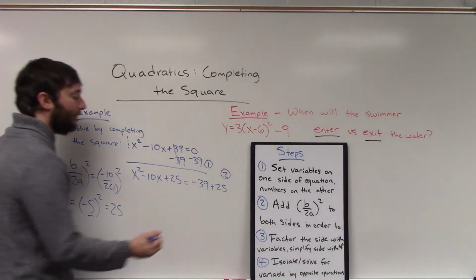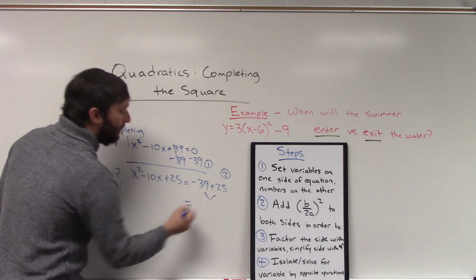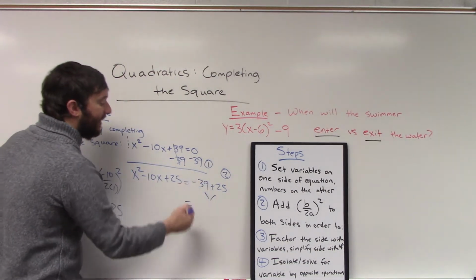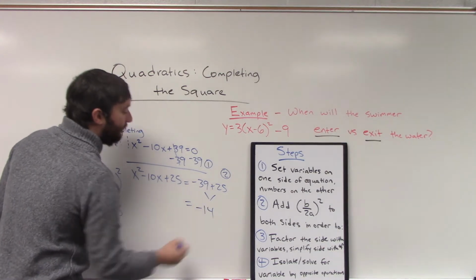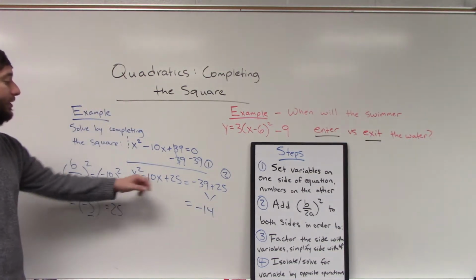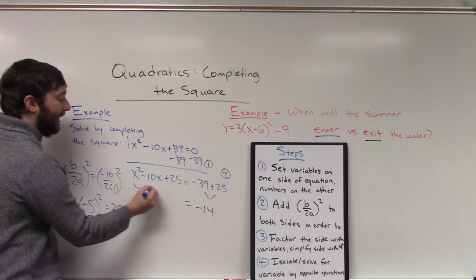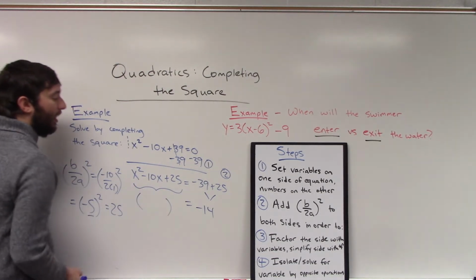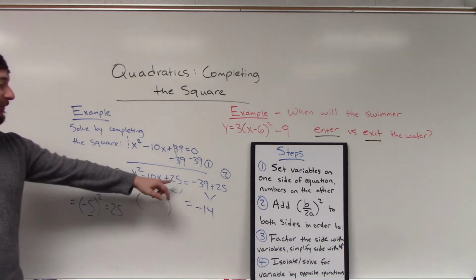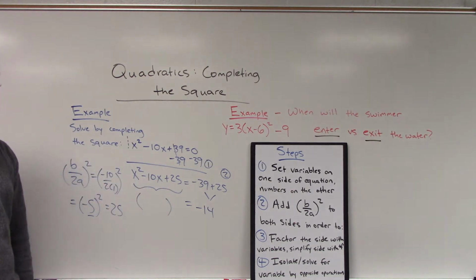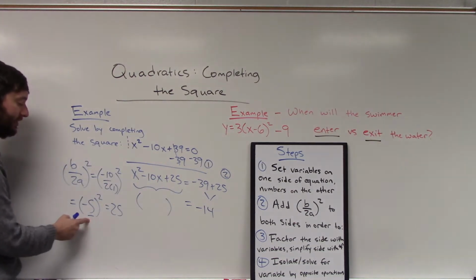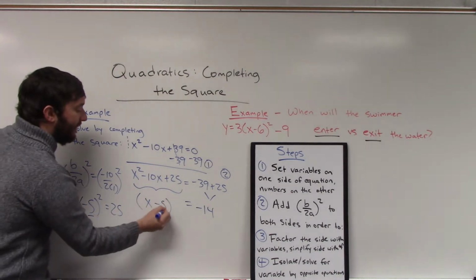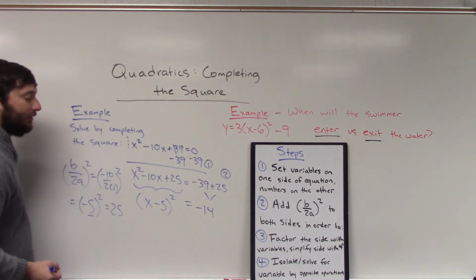That was step 2. Step 3, combine like terms, number plus number or minus number. 25 minus 39 is negative 14. And to factor this side, which we can now do, we can break this down. What number multiplies to give 25 but adds to give negative 10? It's always going to be this number in parentheses here. x minus 5 squared equals negative 14.